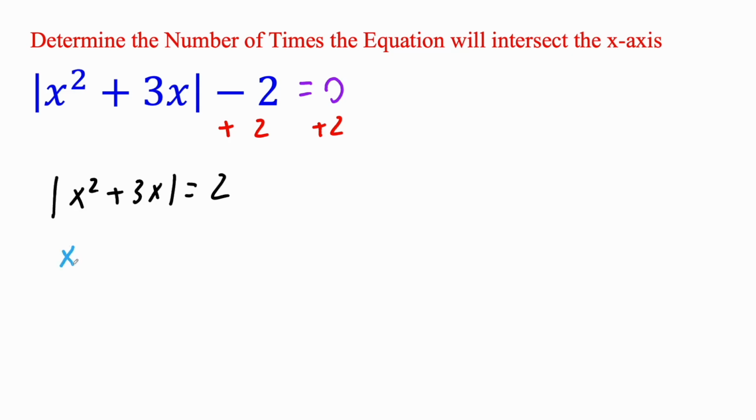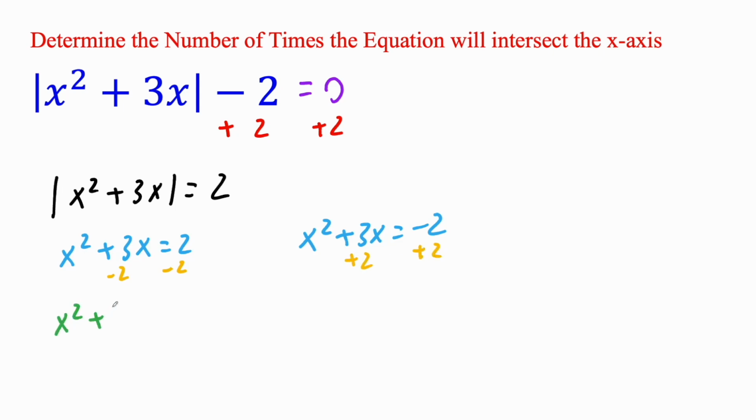So we're going to have one version where it's a straight copy without the absolute value sign, and then the other version is going to also be a copy, but we change the 2 into a negative 2. Because again, absolute value of negative 2 is equal to 2. So now we're going to subtract 2 on both sides. And here we're going to add 2 on both sides. And so we get x squared plus 3x minus 2 is equal to 0. Here we get x squared plus 3x plus 2 is equal to 0.